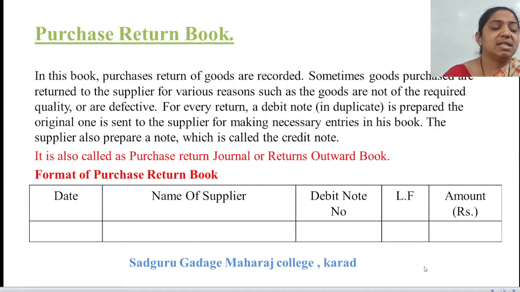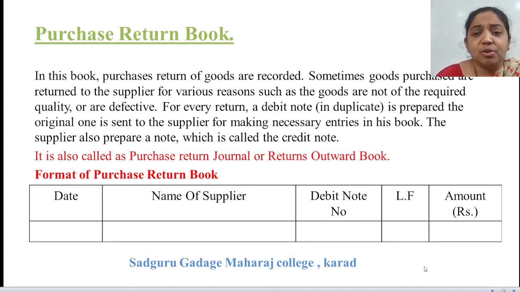The second one is about purchase return. One by one we will see into detail. The second is about the purchase return book. In this book, purchase return of goods are recorded. You can understand what it means. Purchase return means the goods which were purchased are returned back again. Sometimes goods purchased are returned to the supplier for various reasons.